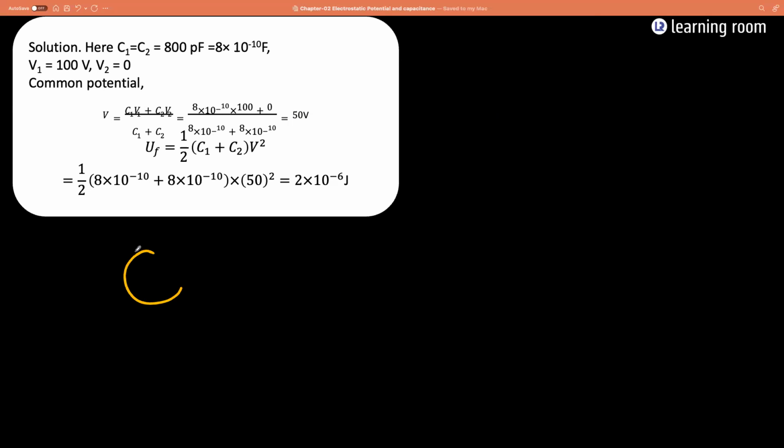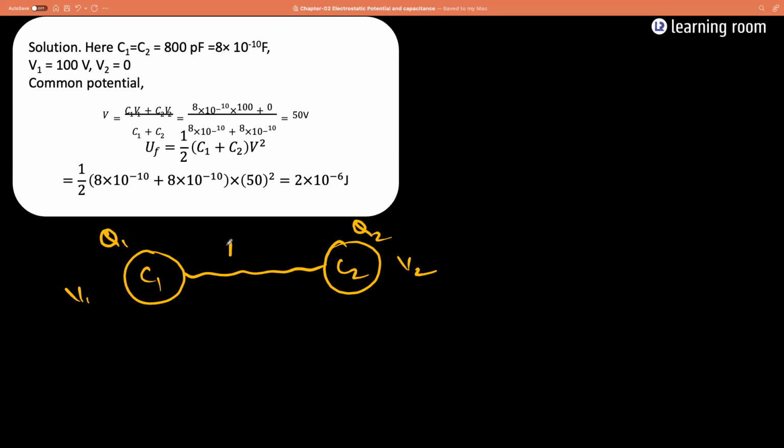See, if this capacitor of capacitance C1 is connected to another capacitor of capacitance C2, let's say the charges are Q1 and Q2. Initially, when they were not connected with a wire, they would have had different potentials, V1 and V2. Now, as soon as I connect them, I'm using a conductor. What does a conductor do? The conductor allows the charges to get transferred from one to another.